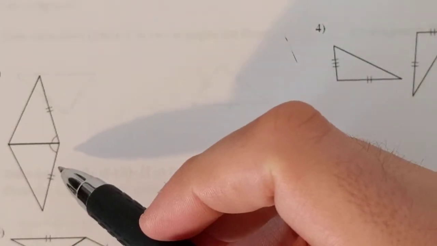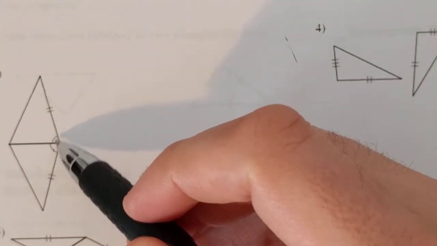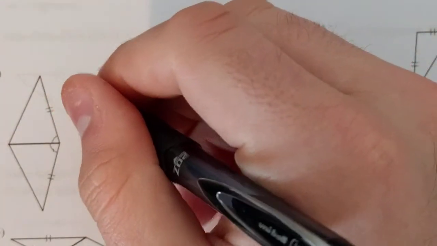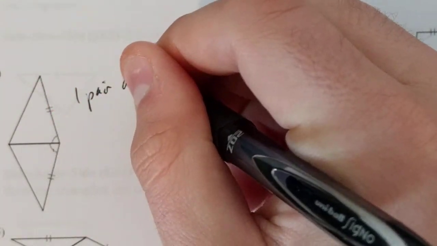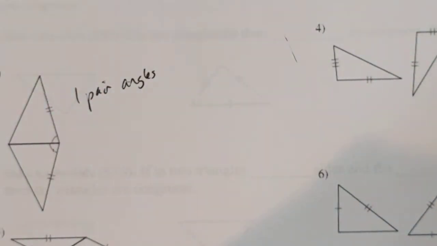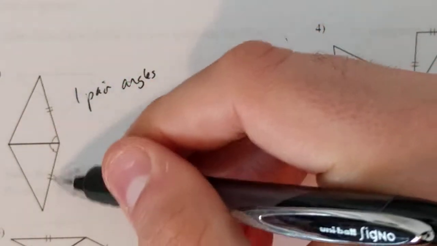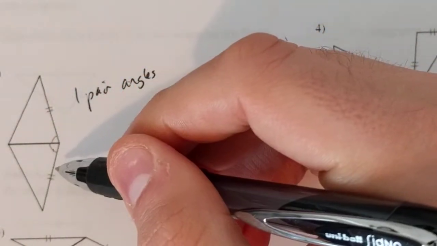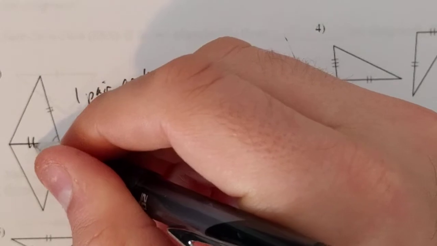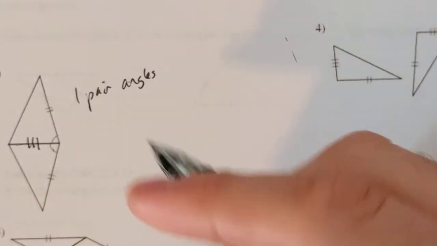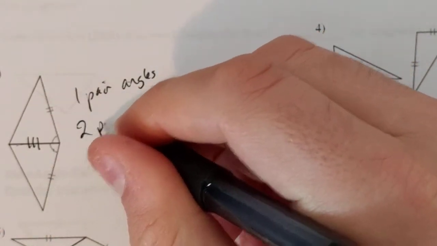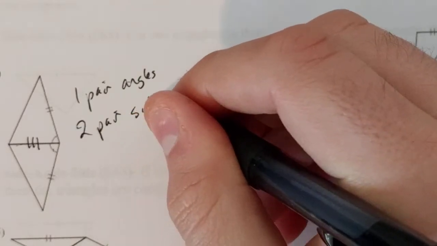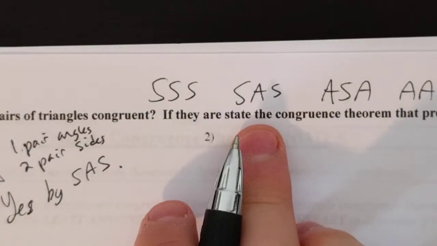If we look here, we have one pair of angles marked here. So that's one pair of angles. How many sides do we have marked? We have one pair here. The two with the two tick marks, that's one pair. And then the second pair is right here. You know, a side is congruent to itself. So two pairs of sides. So we're only left with side, angle, side.